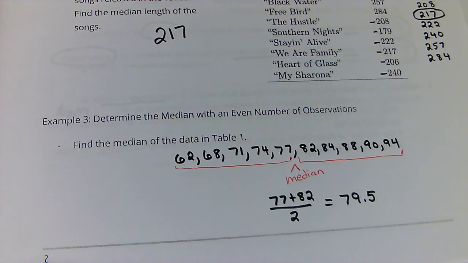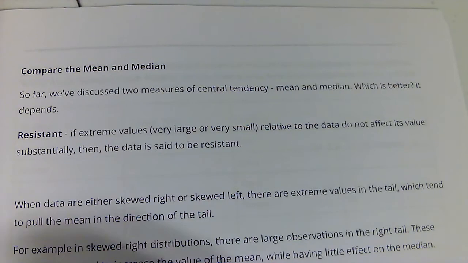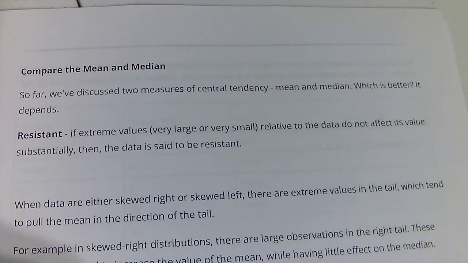Now I mentioned that mode is used mainly for qualitative, while mean and median are used for quantitative. But which one do we use? Which is better? Well, sometimes we have extreme values, outliers. And if those values do not affect your number, it's said to be resistant.